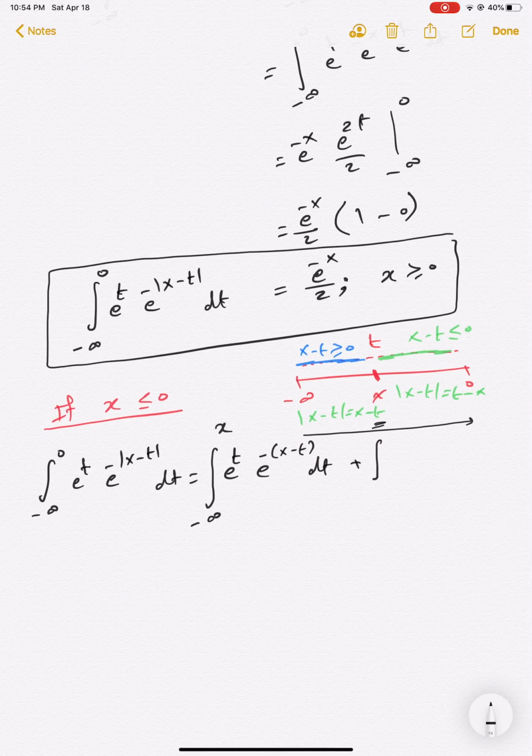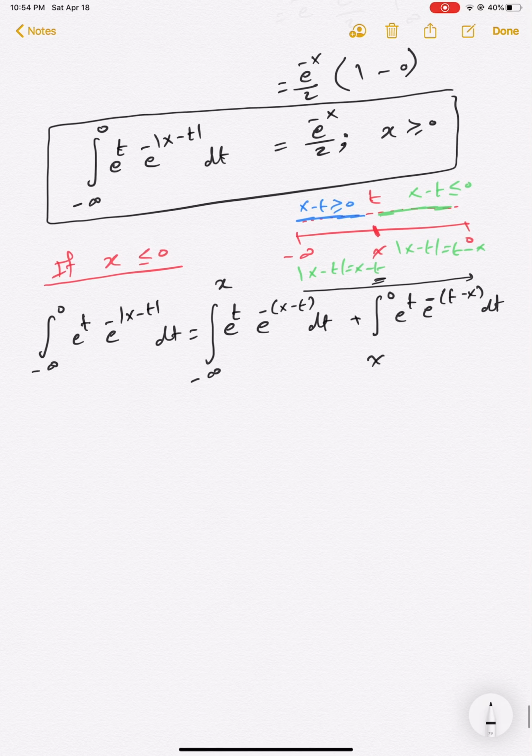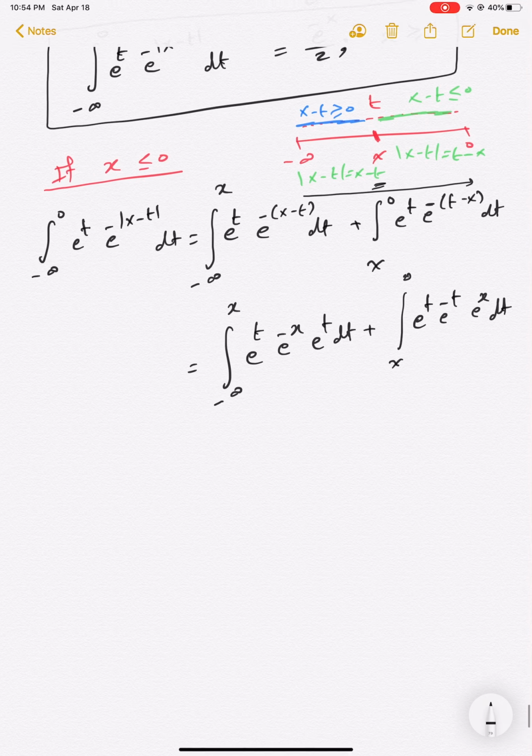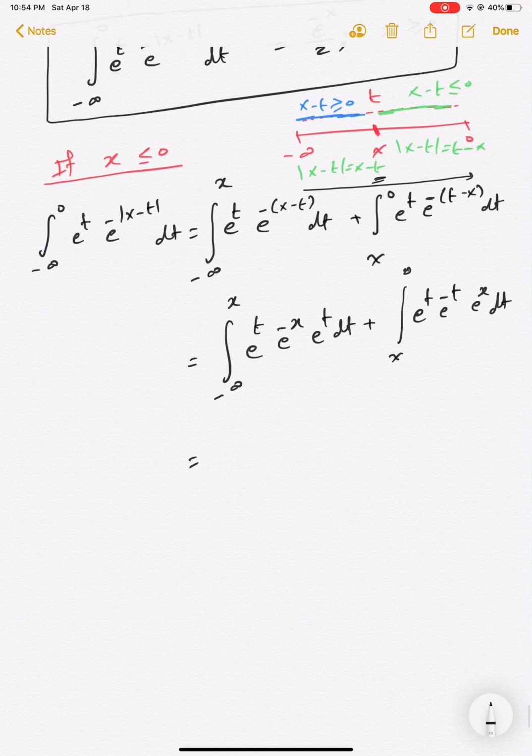Then a plus from x to 0, e to the t, e to the minus. Now what is the absolute value of x minus t? It's t minus x. And we compute this integral. So this becomes from negative infinity to x, e to the t, e to the minus x, e to the t. From x to 0, e to the t, e to the minus t, e to the x. And these are always easy integrals.